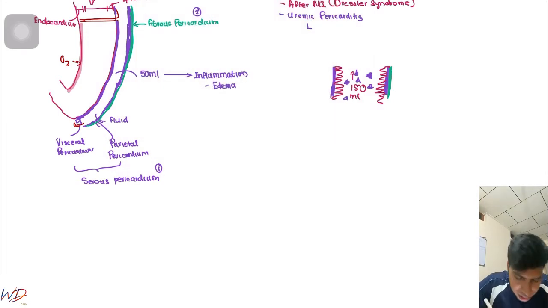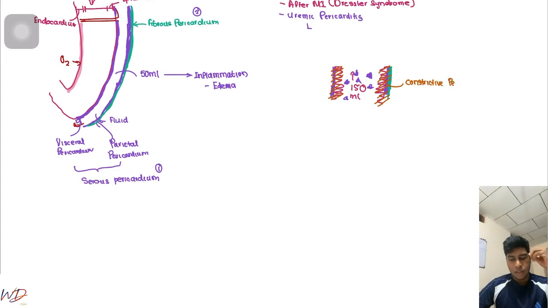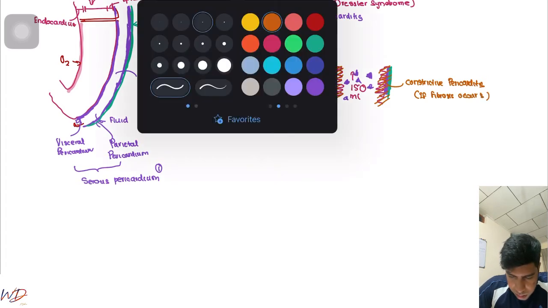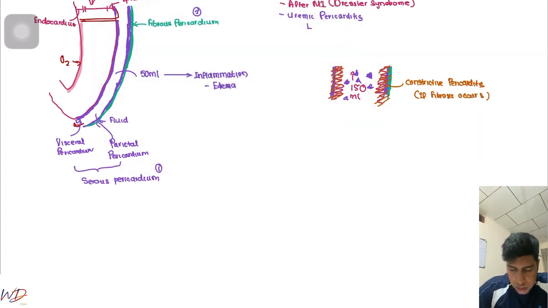And with this fluid buildup, over time, if you don't treat the cause, this region can be deposited by collagen fibers, and it becomes a hard structure. That region becomes a hard structure that is called constrictive pericarditis if fibrosis occurs.